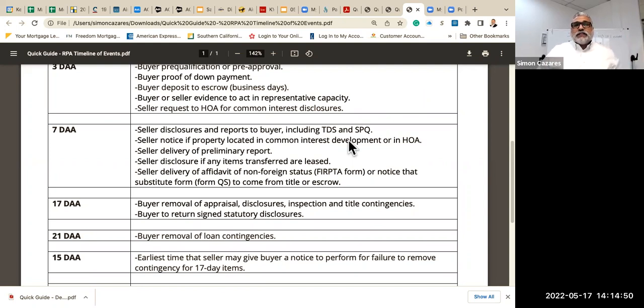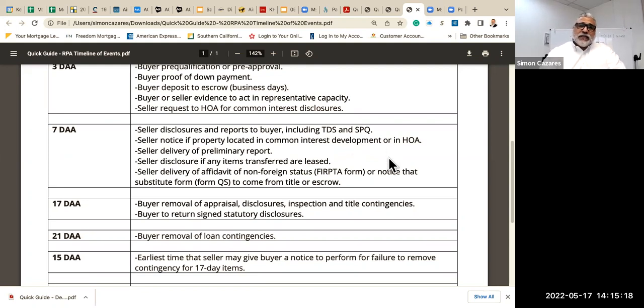Here you go. You must, within that time frame, provide seller disclosures. So what happens if the buyer on the 8th day hasn't received the disclosures? Well, this is where the buyer now has the right to send a notice to perform to the seller. Mr. and Mrs. Seller, it's the 8th day, and by the 7th day, you must have provided us already with all the seller disclosures. We haven't received anything.